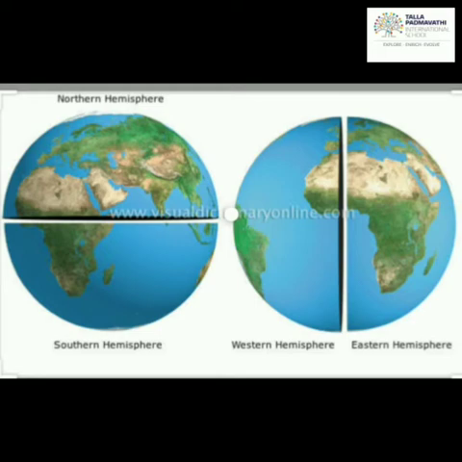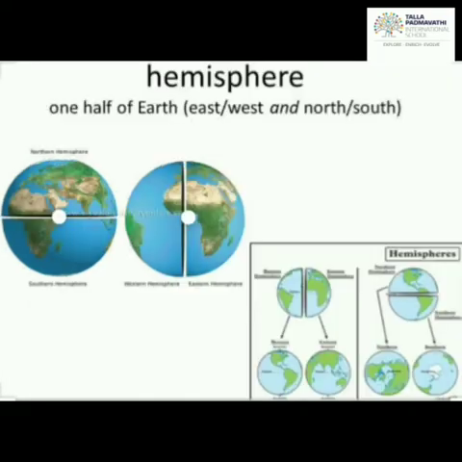On your right hand side you have the northern hemisphere. The above part, the half divided from the equator, is the northern hemisphere. The below part is the southern hemisphere. In the next image you can see very clearly the eastern hemisphere and the western hemisphere. The northern and southern hemispheres are divided by the equator, which is a latitudinal line.